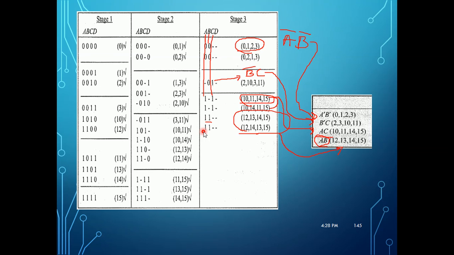So this is needed for the next step, the prime implicant chart. So all these are prime implicants. Now you have to find which are the essential prime implicants, because the essential prime implicant is finally written in the minimum expression.